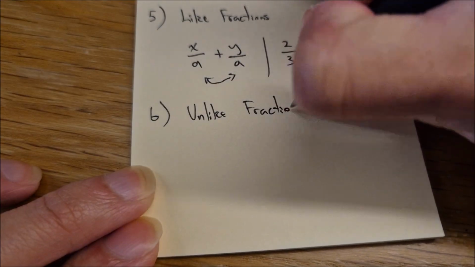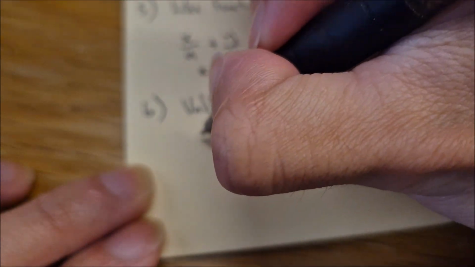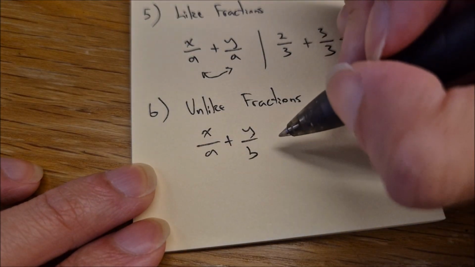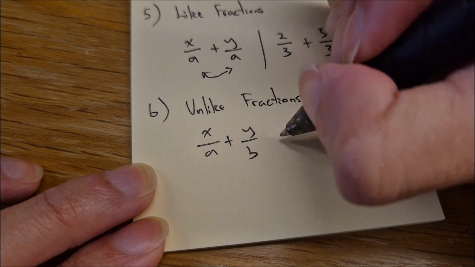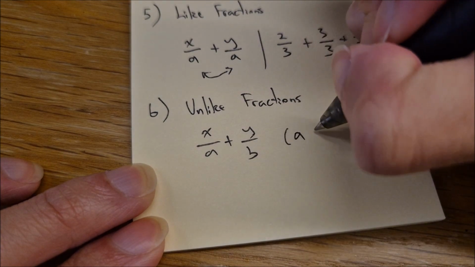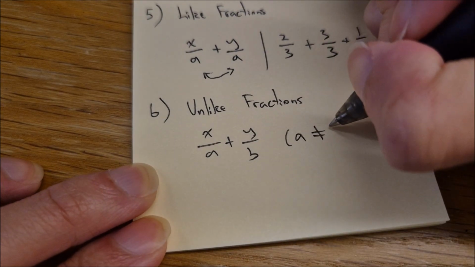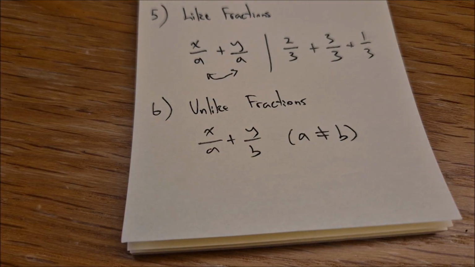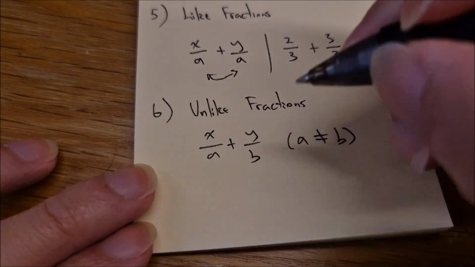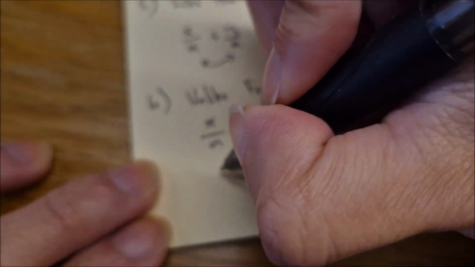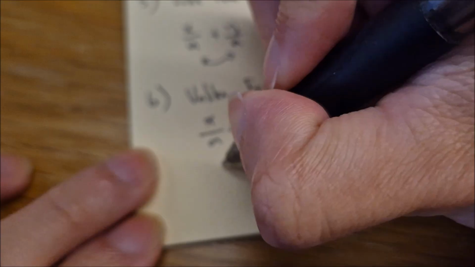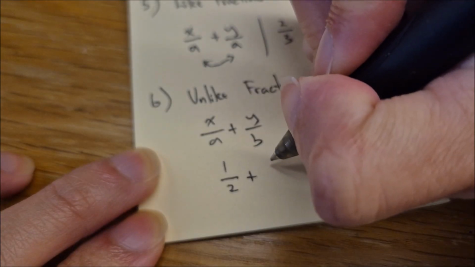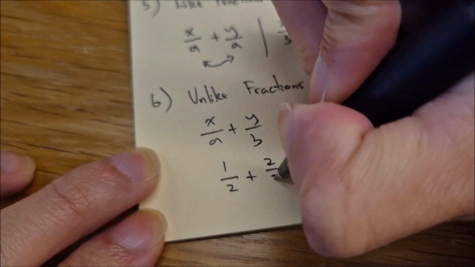And the opposite of this would be unlike fractions, where the denominators are not the same. So A can't equal B. And again, another example would be 1/2, let's say, plus 2/3.